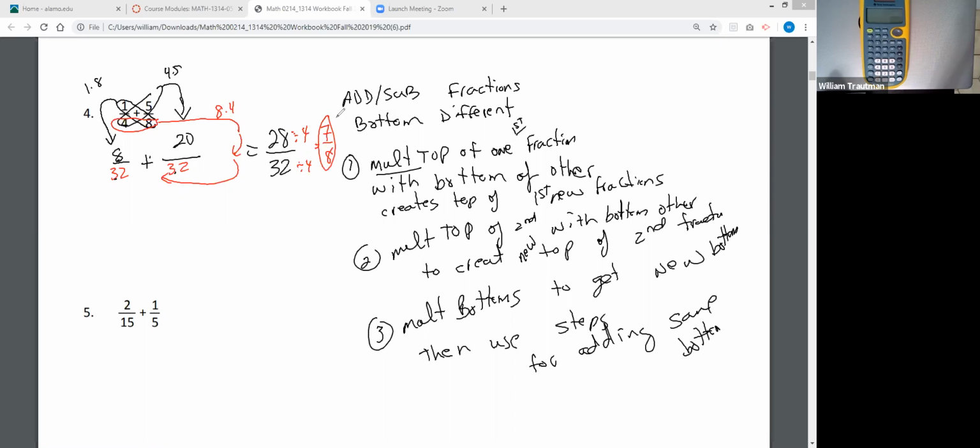So let's put that in the calculator and see if we get that. 1/4 plus 5 over 8. I hope we get that. 1/4 plus 5 over 8. We should get 7 over 8.